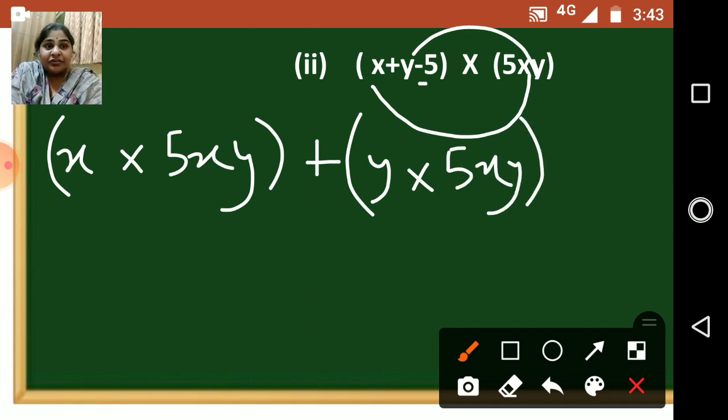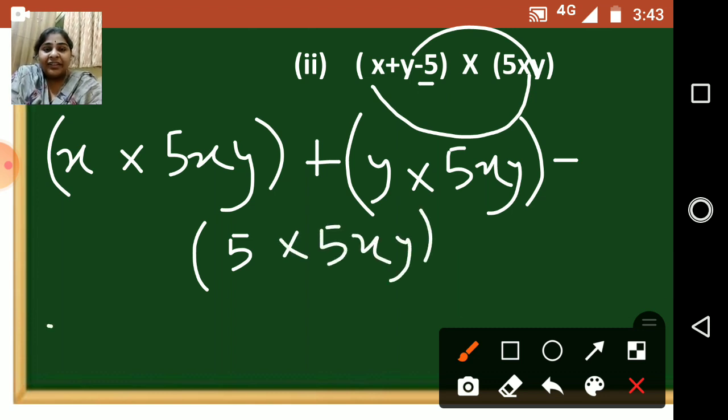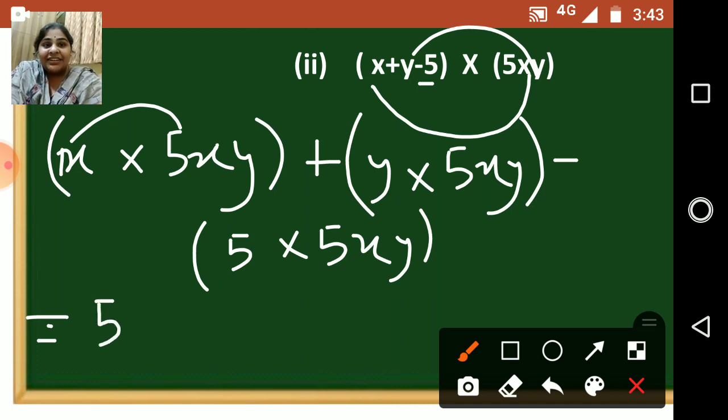Next is here, if you see, it is minus, children. So I will write minus in bracket 5 multiplied by 5xy, which is nothing but equal to, now if you see here, here is no coefficient, so it is 1. So 1 multiplied by 5 will be 5. x multiplied by x will be x square and y as it is.